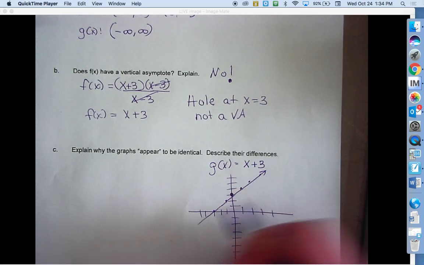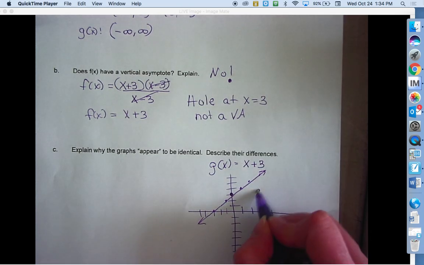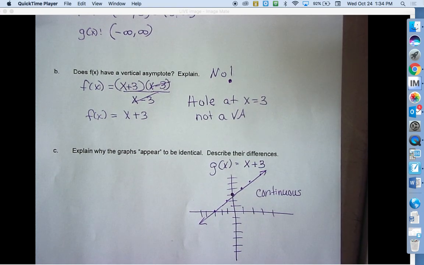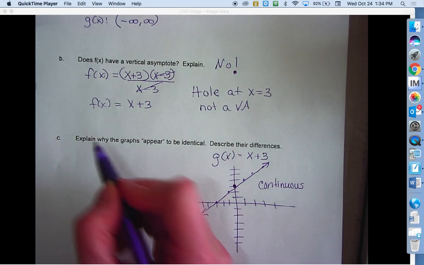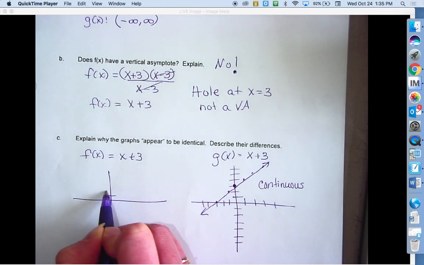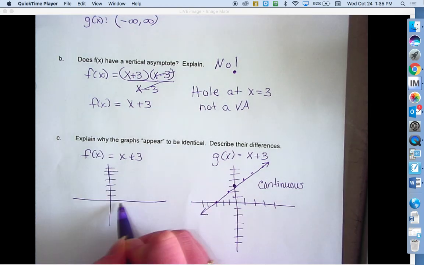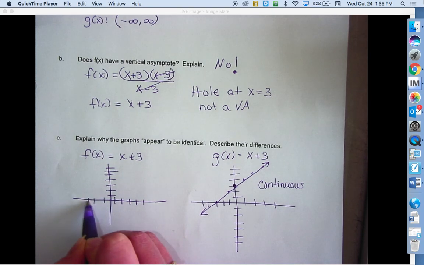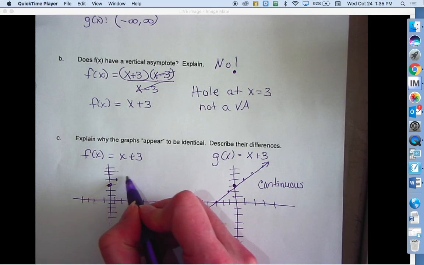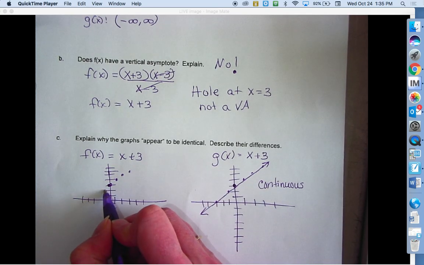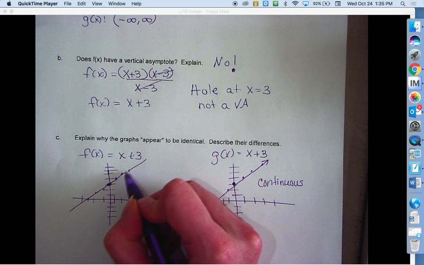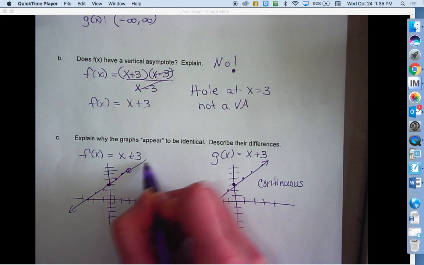So here would be g of x. We say g of x is continuous because it goes on forever. F of x also says x plus 3. And it's exactly the same, starts up at 3, slope of 1 over 1, or down 1, backwards 1, except at the value of 3, there's a hole. Literally, there's a hole in the graph.